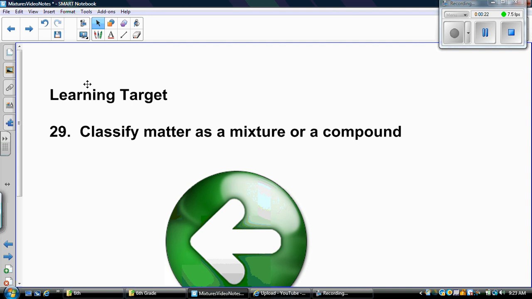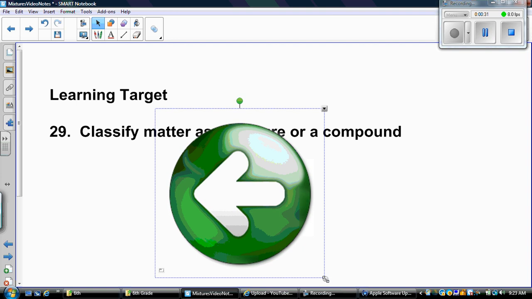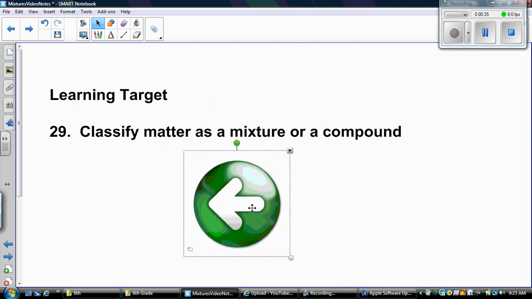So we've already in target 14 talked about the differences between a mixture and a compound. So what we're going to do in this target 29 is go into a little bit more detail about the different types of mixtures and how they're different from a compound.